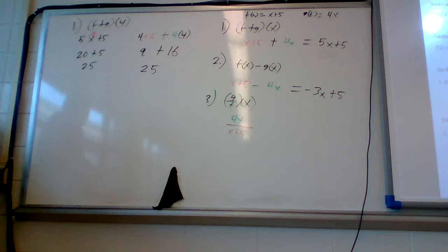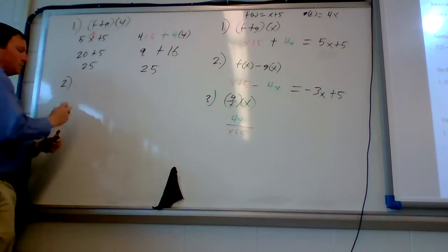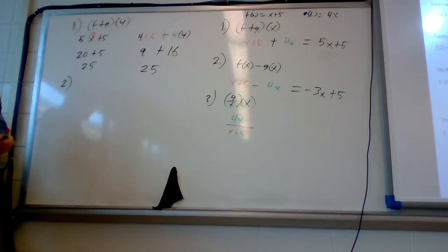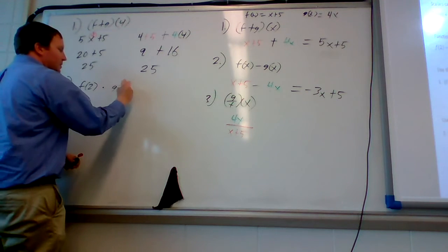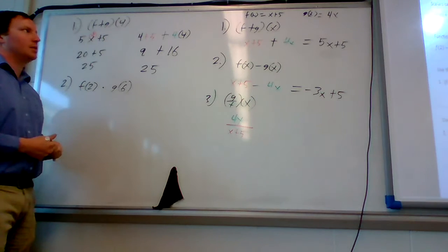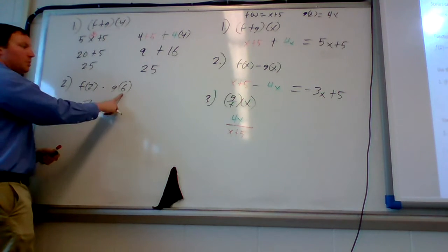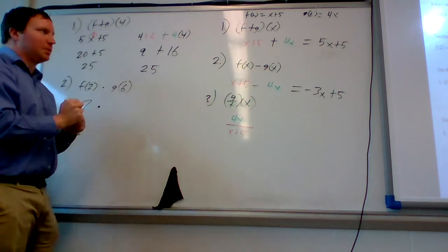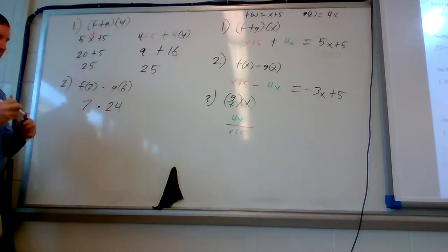numbers. So let's do that one with number 2. Number 2, we got f of 2 times g of 6. So if we plug in 2 for x in our function of f, what do we get? You get 7. We get 7 times, we plug in 6 for g of x, what do we get? 24. Wait, I'm so lost.